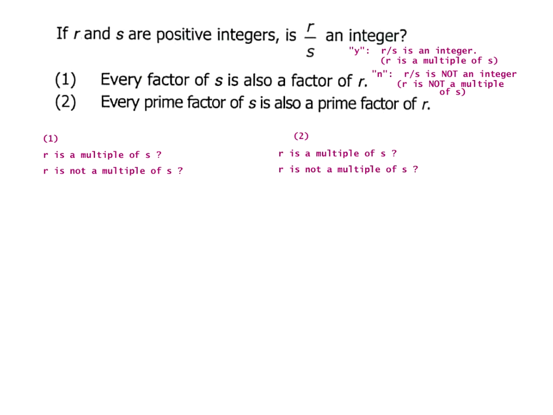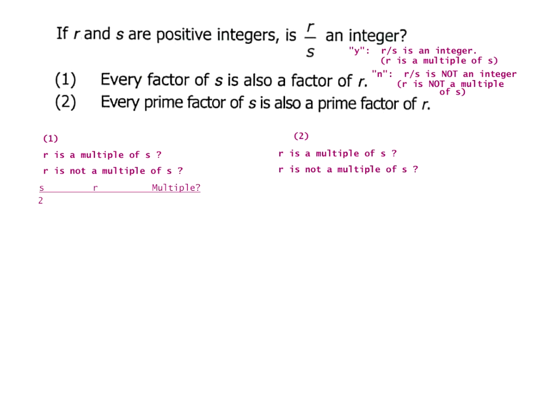Statement 1: every factor of S is also a factor of R. You might just abstractly realize what's going on here, but if you don't, all you've got to do is find a couple cases and you'll see what's going on. So you want to find S first, and then try to pick some R. Let's start with some small numbers. Let's say S is 2.